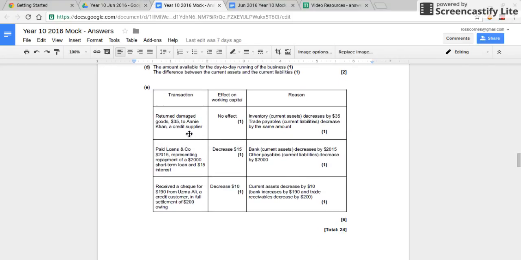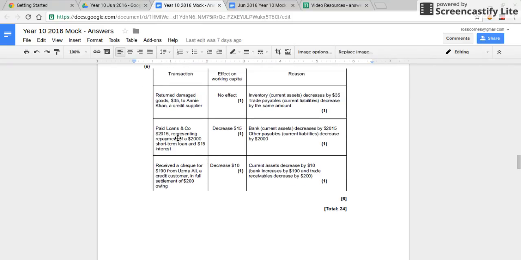Return damaged goods to Annie, a credit supplier. That will have no effect on the working capital. The reason why is that it will reduce both the inventory and the amount of money that is owed to Annie, who is a trade payable, and therefore the overall balance will be no effect.